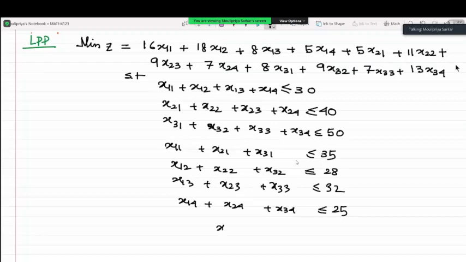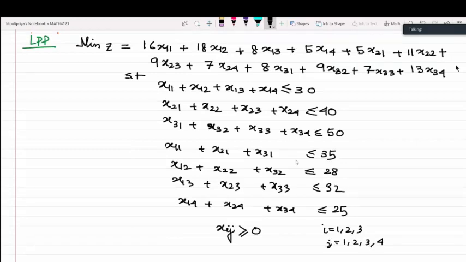And all these units, that is xij, would be greater than or equal to 0. I runs from 1, 2, 3. J runs from 1, 2, 3, 4. Am I correct? Are we okay with this? Yes, ma'am.